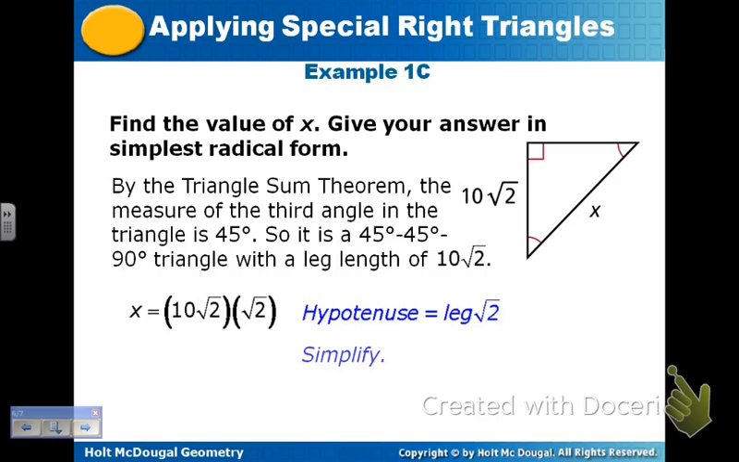Simplify to get a value for x of 20. Because the square root of 2 times the square root of 2 is the square root of 4, and the square root of 4 is just 2. And then when you multiply 2 times 10, you get 20. Again, your Silver calculator will do that for you. All right, so our hypotenuse here is 20.